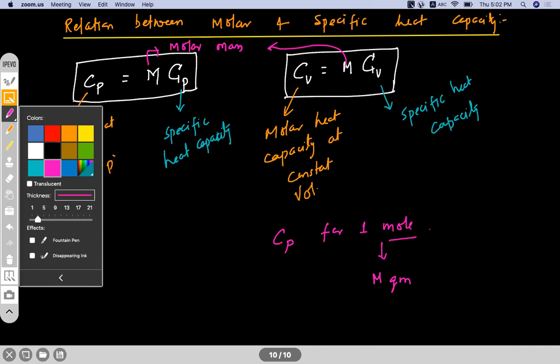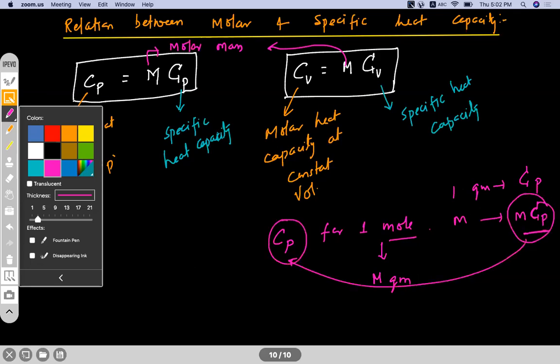Correct. Cp is for 1 mole. 1 mole is m gram. And for 1 gram, we have Cp, small cp, right? So for m gram, how much do we have? It is m times Cp. So mCp is nothing but equal to this Cp here, where this Cp is the specific heat capacity, and this Cp is the molar heat capacity. Did you get it? Or should I do this again? Tell me.